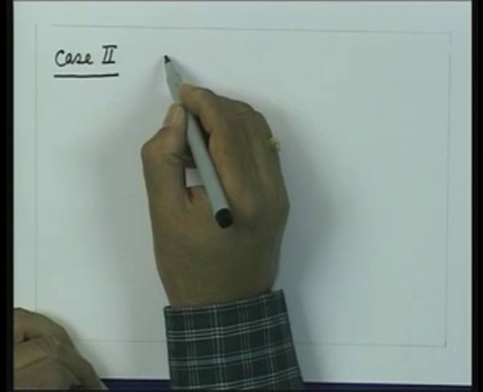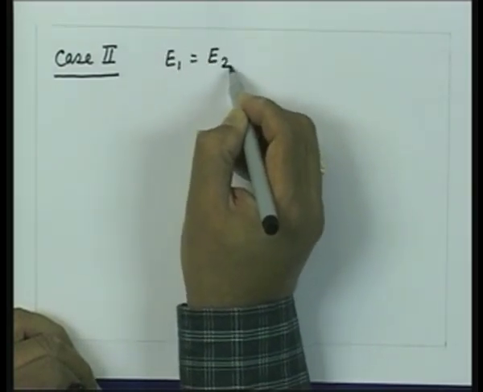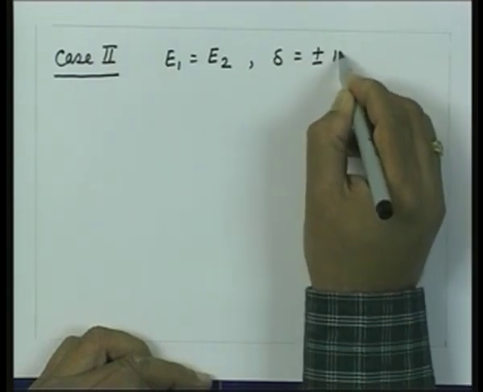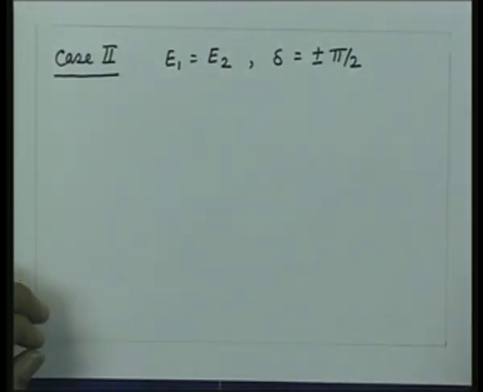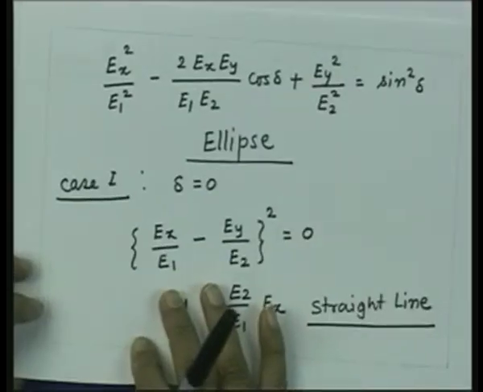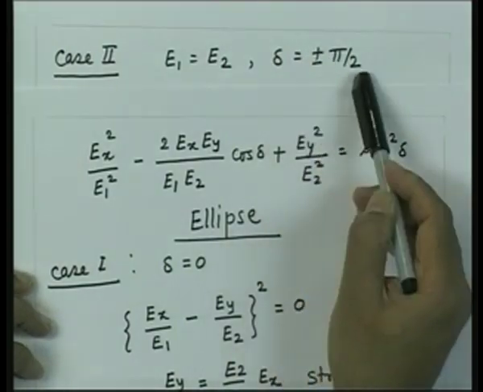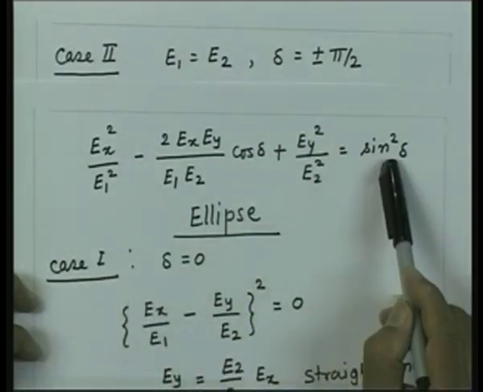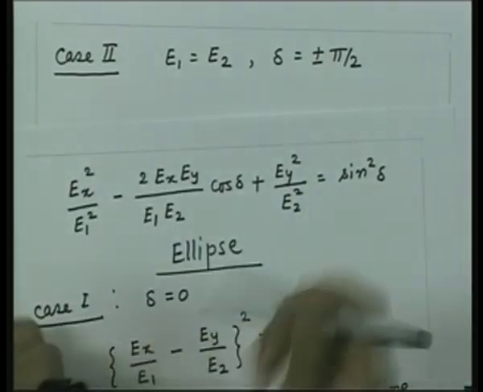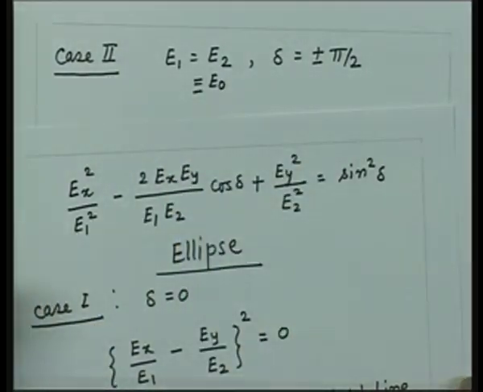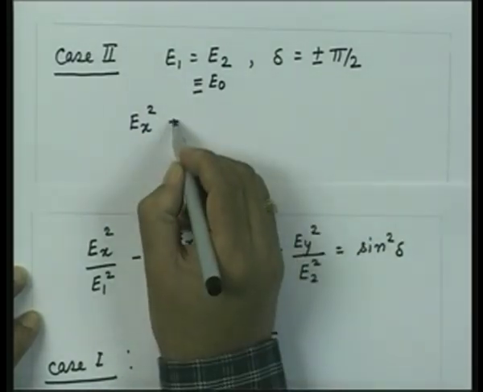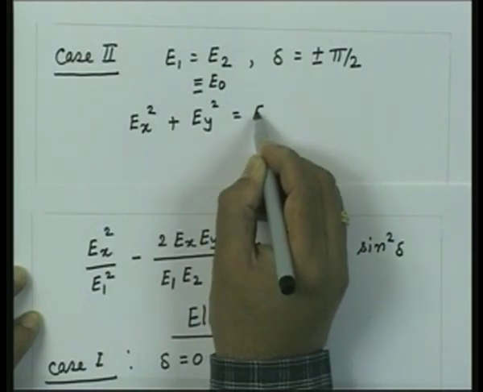Second special case we can have is if E1 is equal to E2 and if the phase difference between the two is plus minus pi by 2. So, delta is equal to plus minus pi by 2. If I go by this equation again and substitute this value for E1 equal to E2 and delta is equal to plus minus pi by 2, this quantity will be now 0 because delta is plus minus pi by 2, this quantity will become equal to 1 and E1 is equal to E2, let us say that is equal to E0. So, this equation now becomes Ex square plus Ey square, that is equal to E0 square.